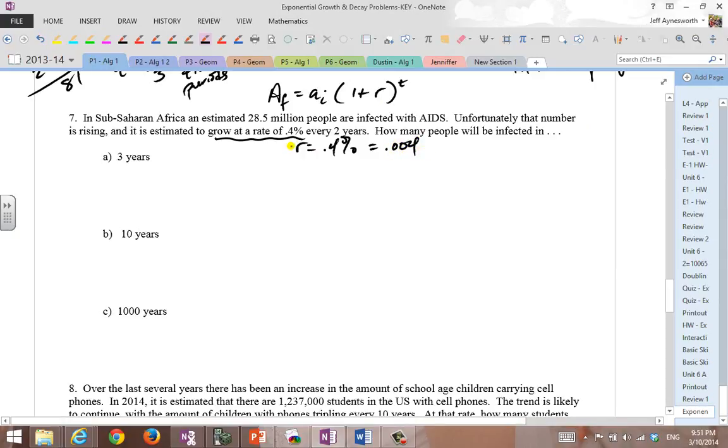Be careful right there. It's a growth rate. And underline this, every 2 years. That's the number of time periods, or our time period right there.